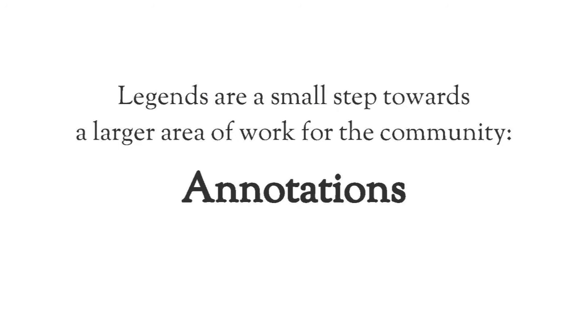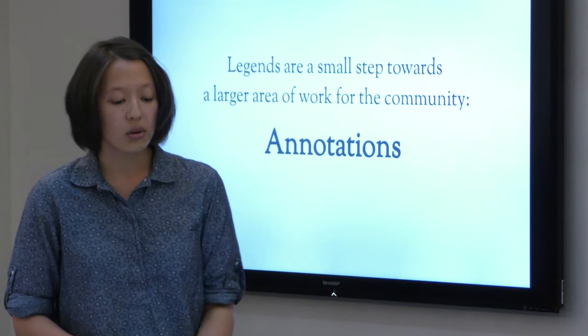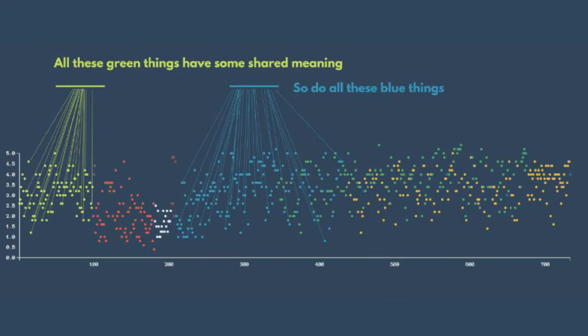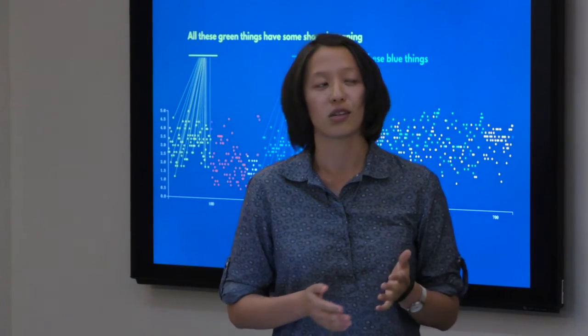And I just want to end on this point, which is that legends are really a small step towards a larger topic that I want to open up to the community and would love people to start thinking about. It's this concept of annotation. If you think of what a legend is, you're really saying, all these things that are this color, for example, have some shared meaning, and all these things of another color have a shared meaning. Instead of having to draw lines and little notes next to every single point, a legend is a really nice way to summarize that annotation, right?